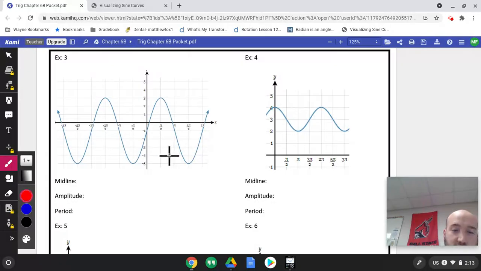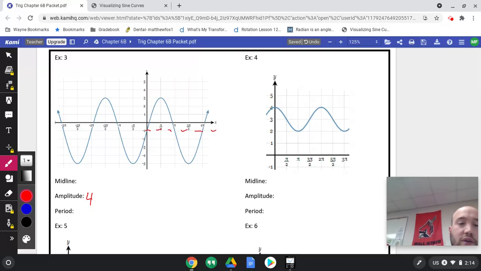So number 3 here, our midline, once again, it goes from -5 up to 3. That's a distance of 1, 2, 3, 4, 5, 6, 7, 8. So 8 divided by 2 is 4. That 4 is what your amplitude will be. And you know it has to be 4 from both the top and the bottom. So that will occur here at -1. That is in the middle. And so y equals -1.